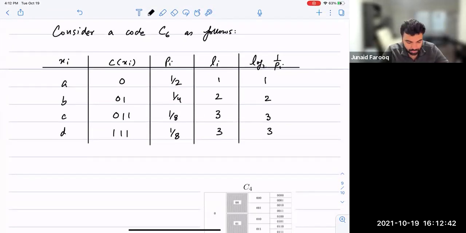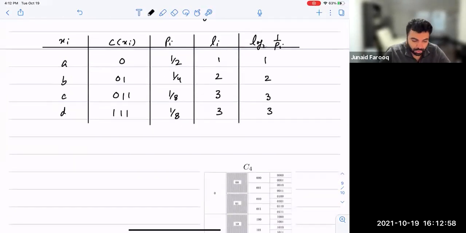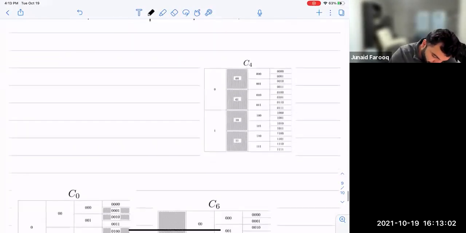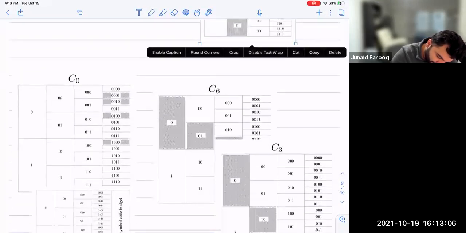So obviously it's slightly different, right? Remember, now we have the same length as the information content, but the code is not the same. It's a different code. Now, the question is: is it a prefix code? Let's see. Let me just move these.